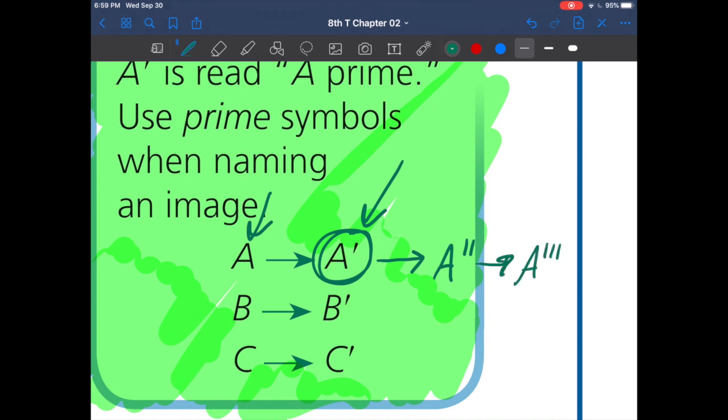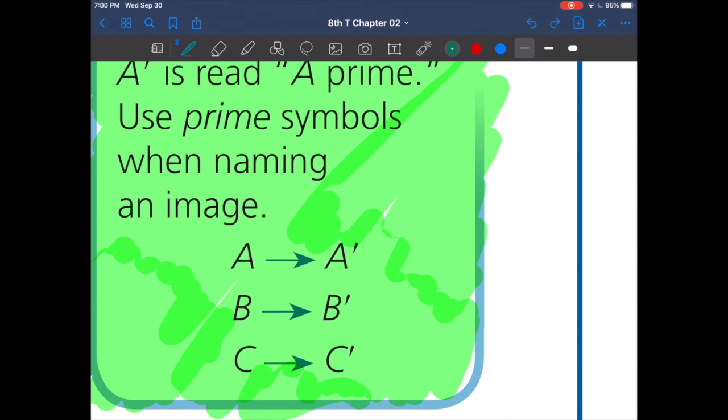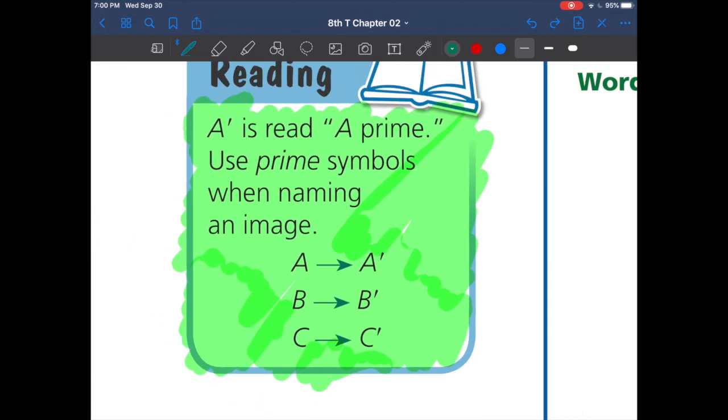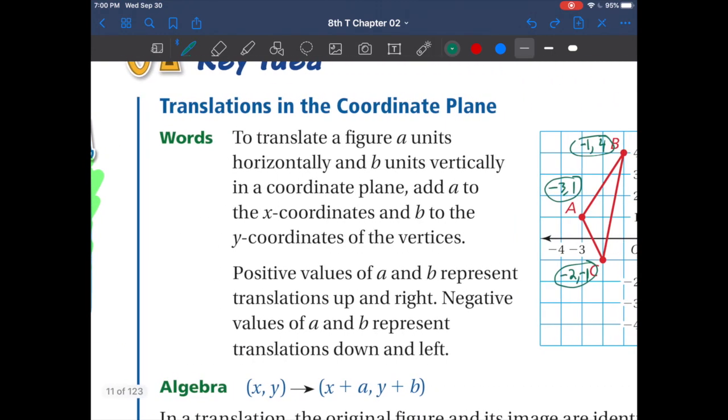Now, by the end of this textbook, we'll probably get into 3, maybe even 4 different translations and transformations. So we do need to remember to keep these primes, okay? Each letter gets a prime, A prime, B prime, C prime, when we change the image. Now, let's see what this question is asking us.